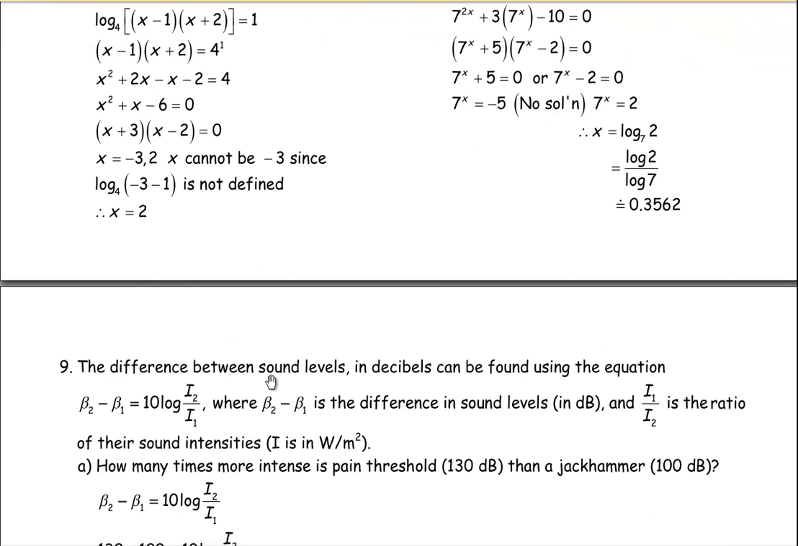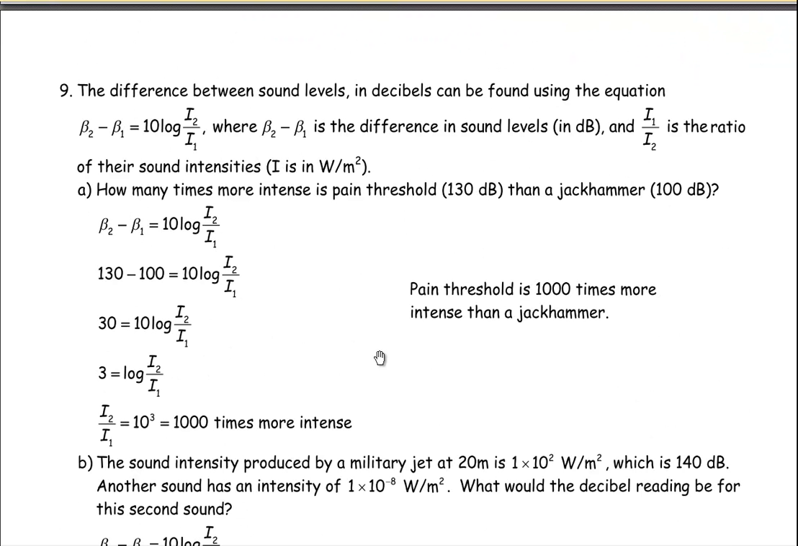Flipping over to the next page. For question number 9, you're told that the difference between sound levels in decibels can be found using this equation: the one sound decibel reading minus the second sound decibel reading is equal to 10 times the log of the ratio of their intensities. The ratio of intensities is in watts per square meter. The betas are in decibels.